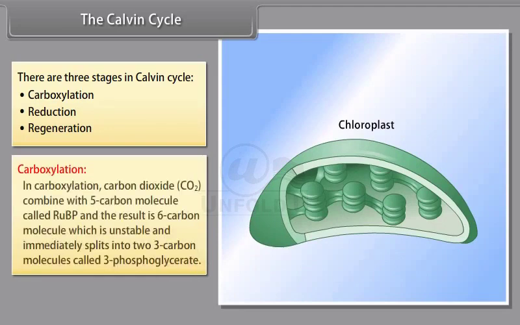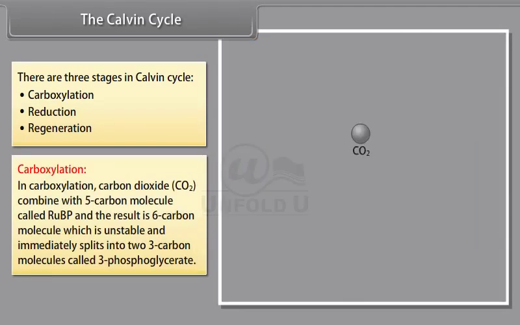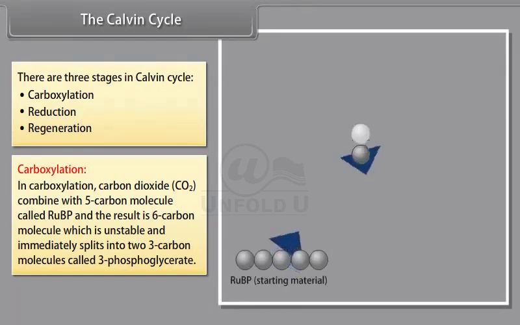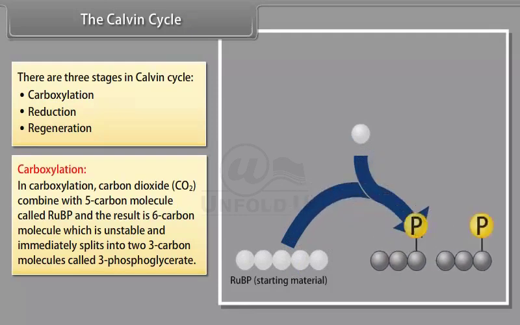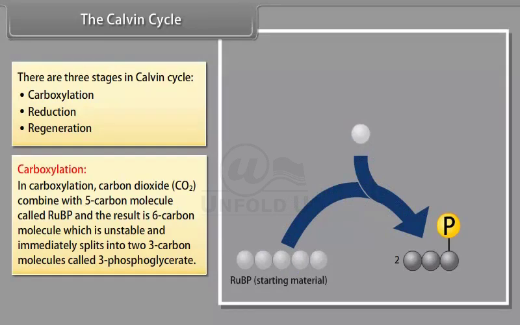Carboxylation. In carboxylation, carbon dioxide (CO2) combines with a 5-carbon molecule called RuBP, and the result is a 6-carbon molecule, which is unstable and immediately splits into two 3-carbon molecules called 3-phosphoglycerate.